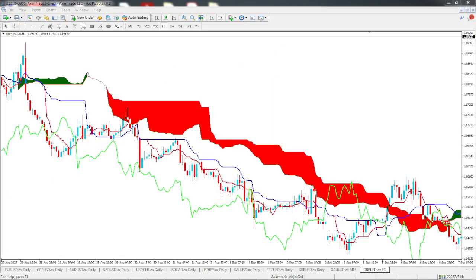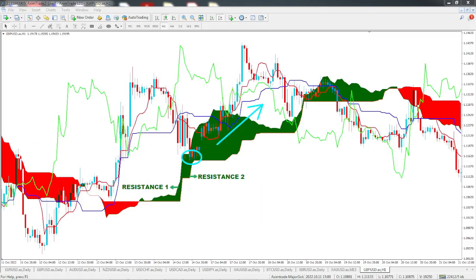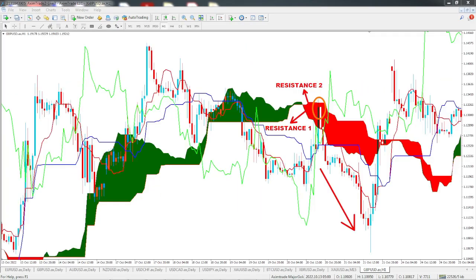Similarly, when the price is lower than the cloud formed by the Senkou span A and B lines, then the Senkou span A line serves as the first resistance level, whereas the Senkou span B line serves as the second resistance level, where the price is likely to reverse and move downward. Here are a few examples of how Senkou lines act as support and resistance.